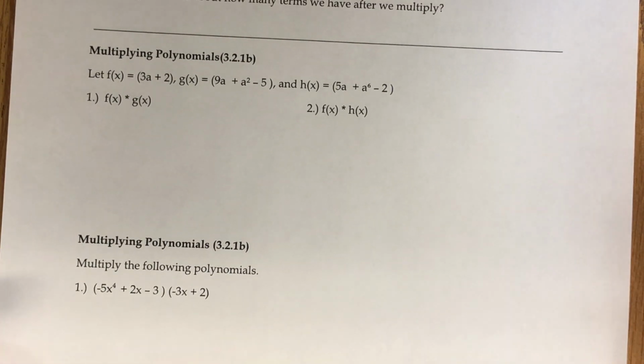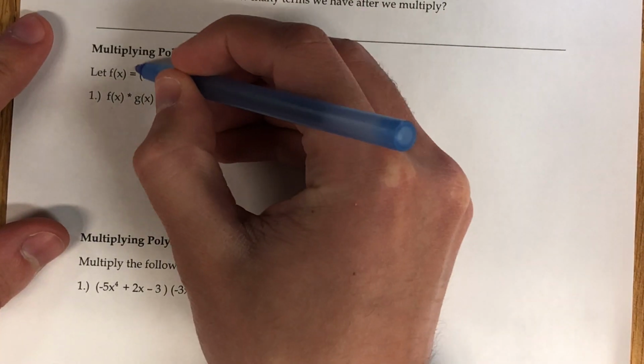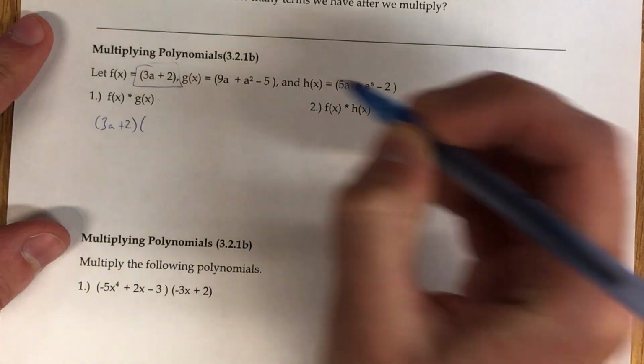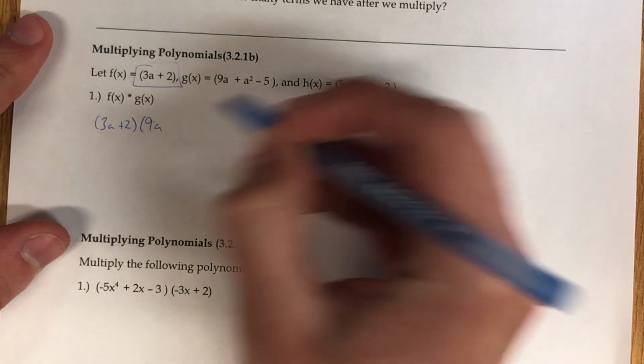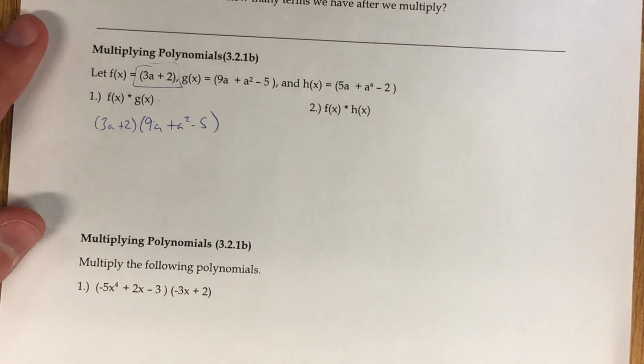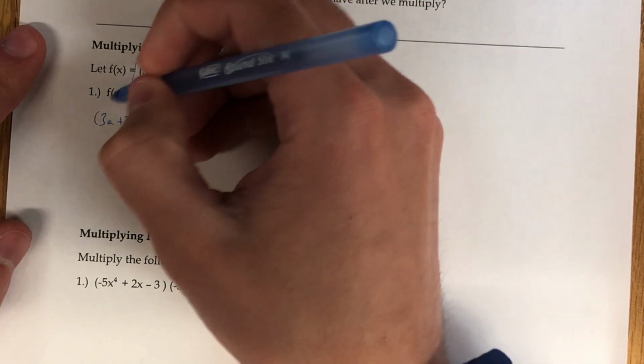So it says, let f of x equal 3a plus 2, g of x equal 9a plus a squared minus 5, and h of x equal 5a plus a to the 6th minus 2. Number 1, f of x times g of x. So f of x is 3a plus 2, and g of x is 9a plus a squared minus 5. We're multiplying here. Take everything from the first, multiply by everything from the second.